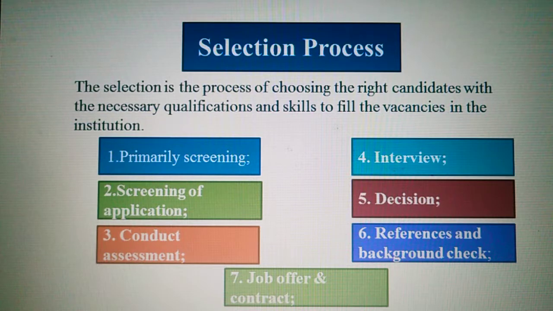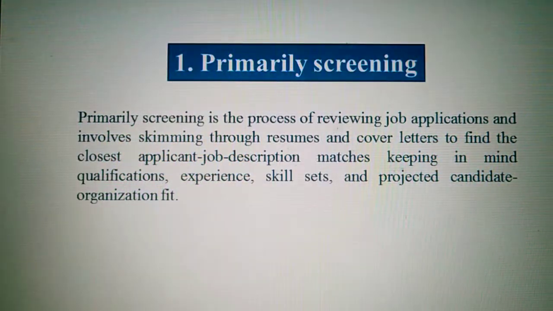So first we mention preliminary screening. Second, screening of applications. Third, conduct assessment. Fourth, interview. Five, decisions. Number six, reference and background checks. Number seven, job offers and contracts. So these seven steps will be used during the selection process. Alright, so let's start with the preliminary screening.